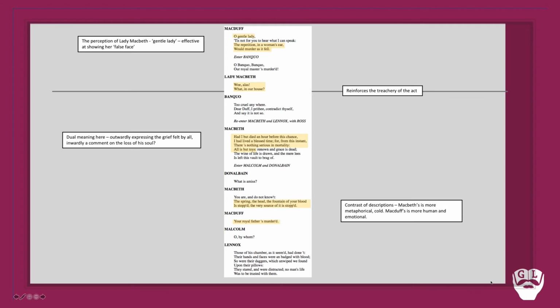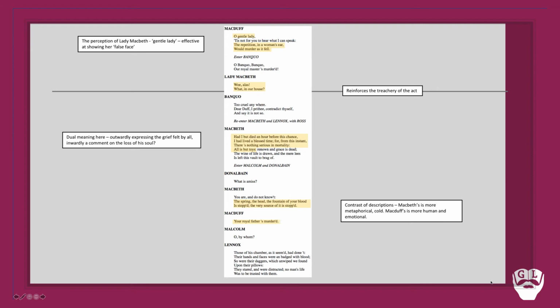I will always say to my class that there's a contrast of descriptions. Macbeth can't bring himself to say the actual act, so he uses more metaphorical, poetic, cold terminology that skirts around the issue. Macduff comes straight out, however, and is more human and brutal and emotional in what he's saying. So there's, again, an inability by Macbeth to fully countenance and fully acknowledge what he's done. And we see this difference yet again, as we will continue to see in the play, of Macduff and Macbeth showing very different responses to grief and loss.